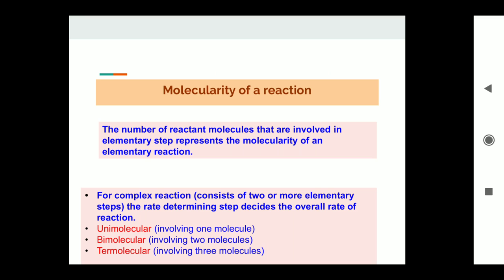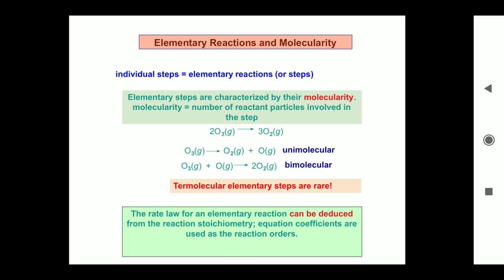If only one reactant species is involved in the reaction, that reaction is called unimolecular. If two molecules are involved in the chemical reaction, it is called bimolecular. Similarly, trimolecular or termolecular if it contains three molecules. Now see elementary reactions and molecularity. Individual steps are nothing but the elementary reactions. The elementary steps are characterized by their molecularity. Hence the molecularity is nothing but the number of reactant species involved in the step.